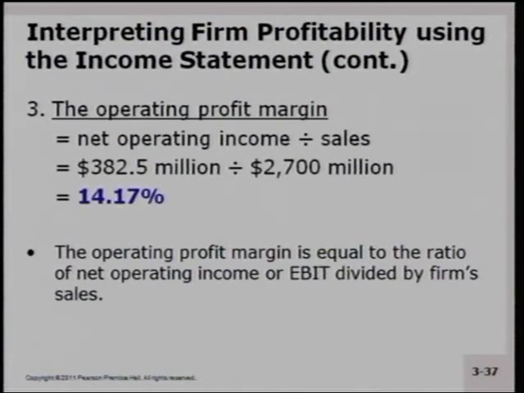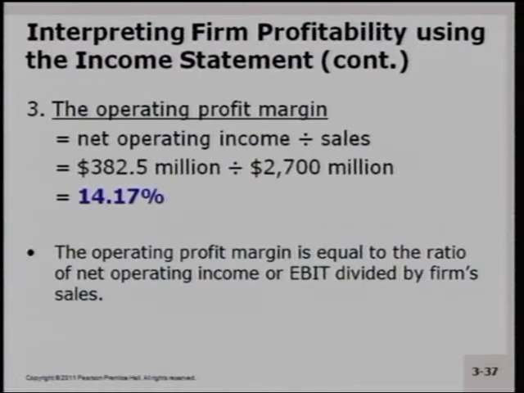And the operating profit margin is the operating profit divided by the sales. So 382 million divided by 2,000 is 14%. If you compare 14% with the 25%, the difference is around 10%. So this 10% represents the operating expenses.